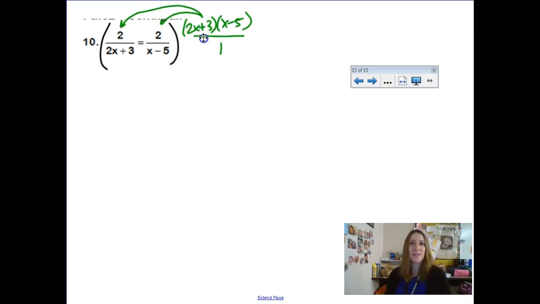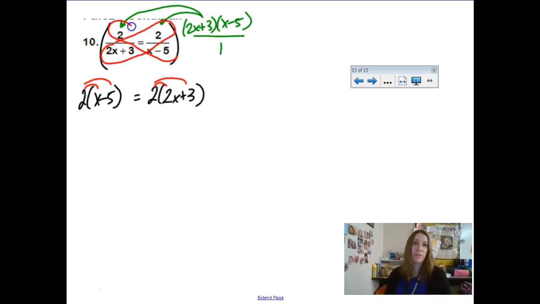So this gets multiplied by this first fraction, and the 2x plus 3's will cancel. So the 2 is still getting multiplied by the x minus 5. And then in this fraction, the x minus 5's cancel. And that 2 is getting multiplied by the 2x plus 3. So, little distribution and solving. And this would be the exact same work you would have received or derived if you cross-multiplied like this, the butterfly thing that you guys call it. But this is truly what's happening. So 2x minus 10 equals 4x plus 6.